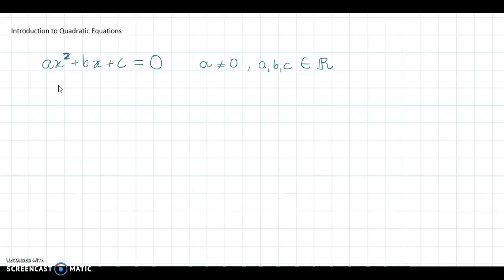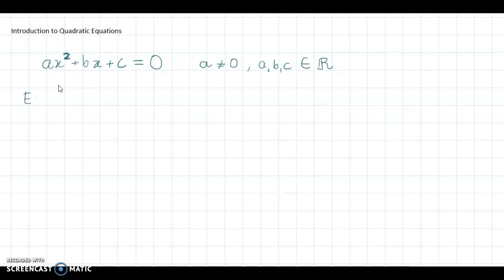When I first said the definition a few seconds ago, I said that they are equations that can be written in this form. So initially, they don't need to look exactly like this, but we should be able to transform them so they look like this form.